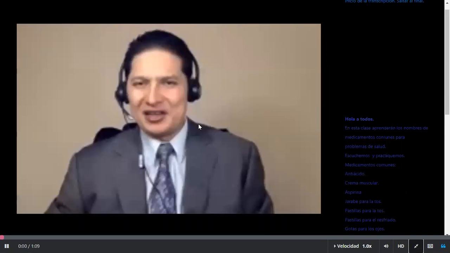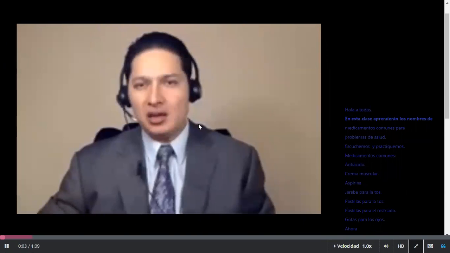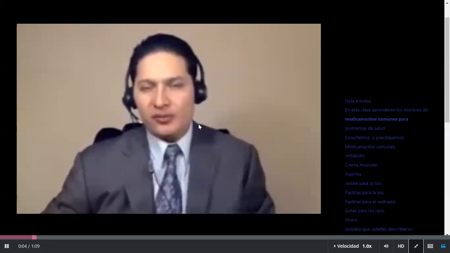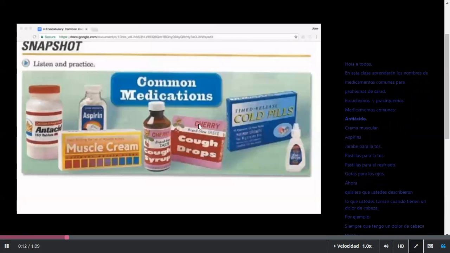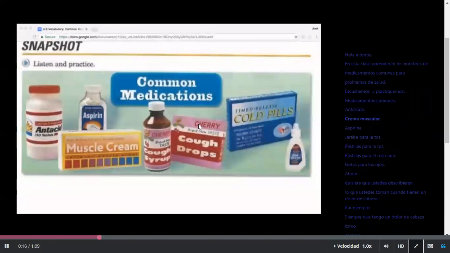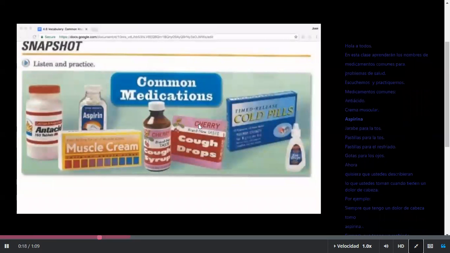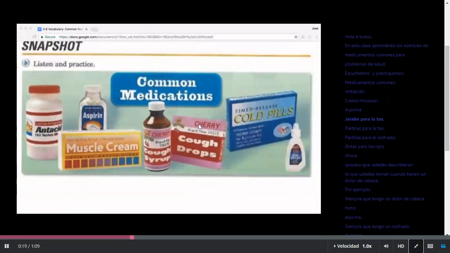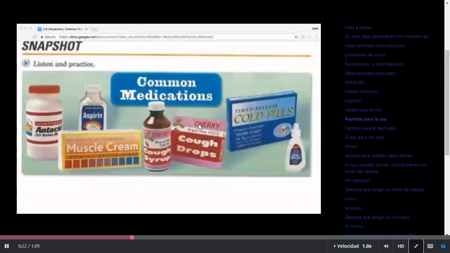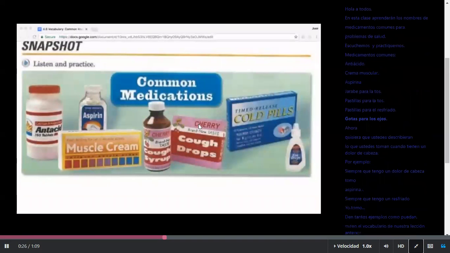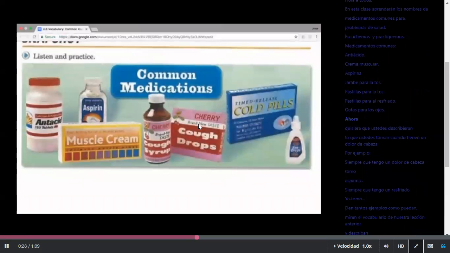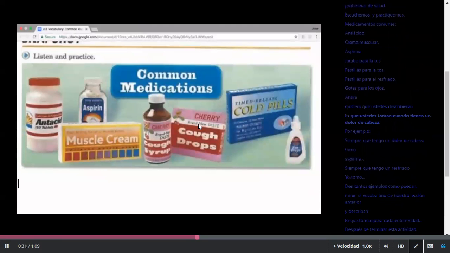Hi everyone, in this class you'll learn the names of common medications for health problems. Let's listen and practice. Common medications. Antacid. Muscle cream. Aspirin. Cough syrup. Cough drops. Cold pills. Eye drops. Now, I would like for you to describe what you take whenever you have a headache.